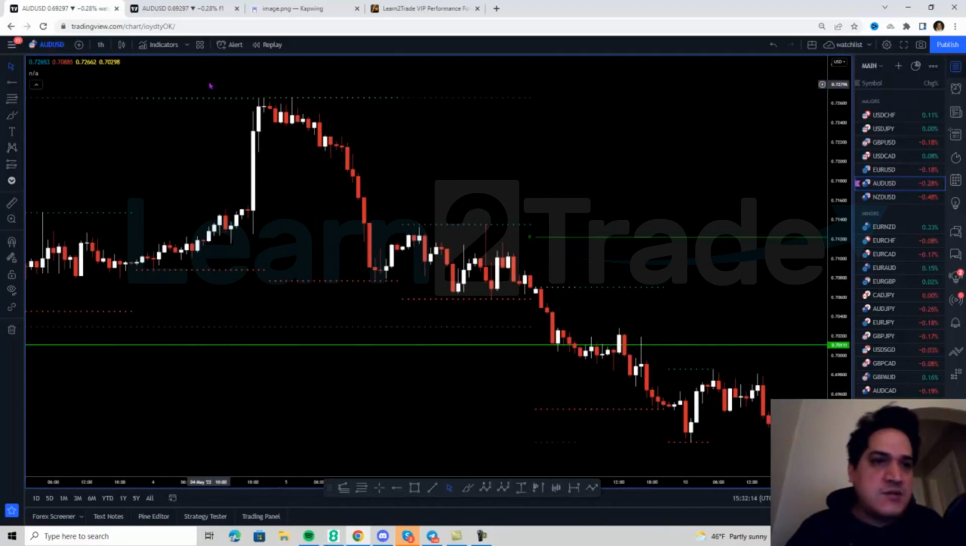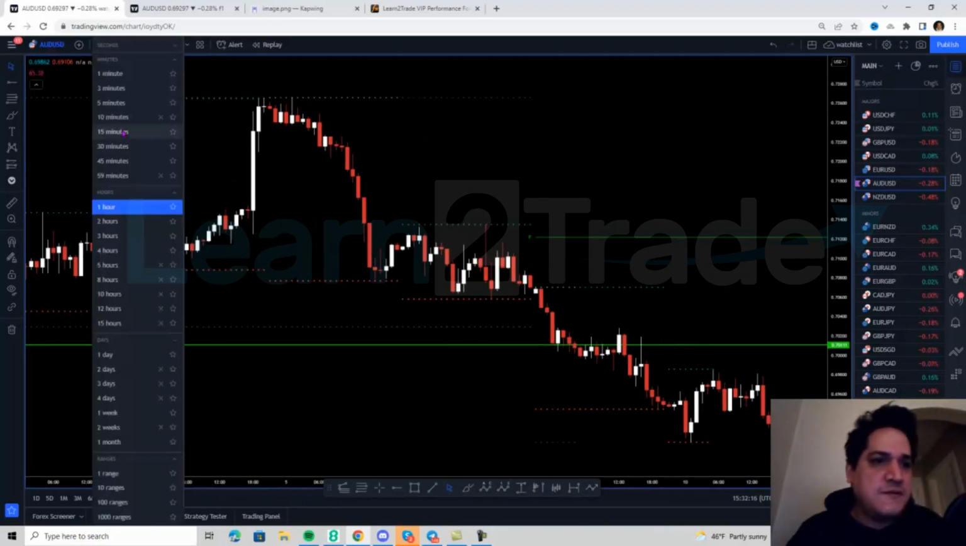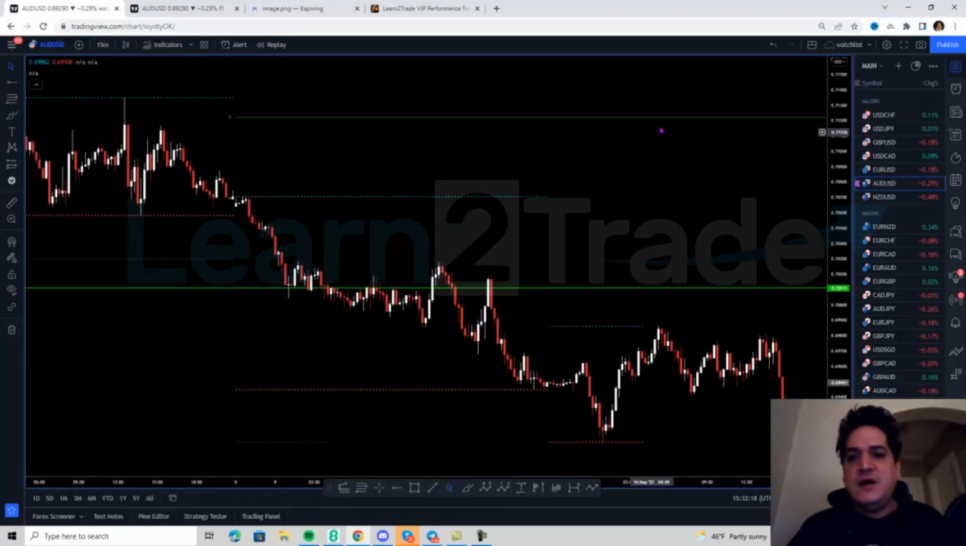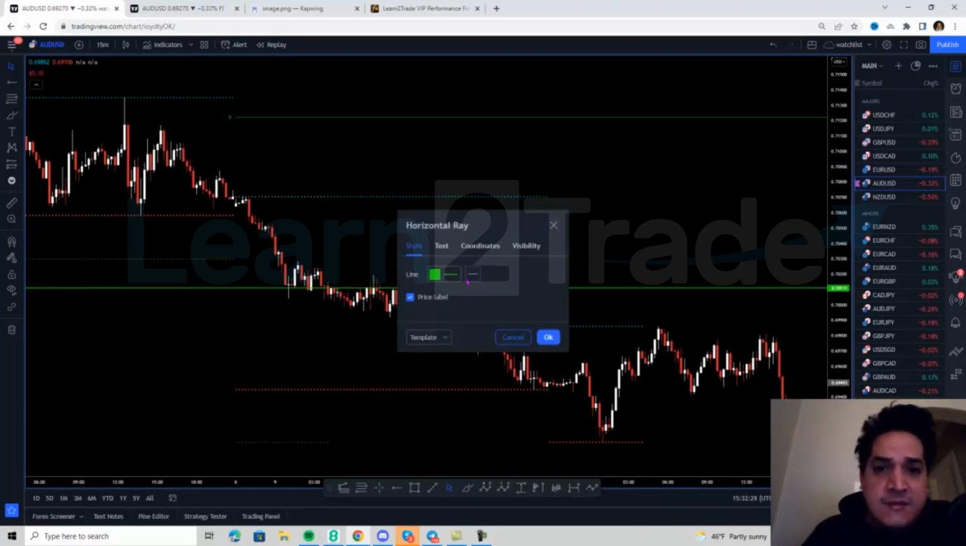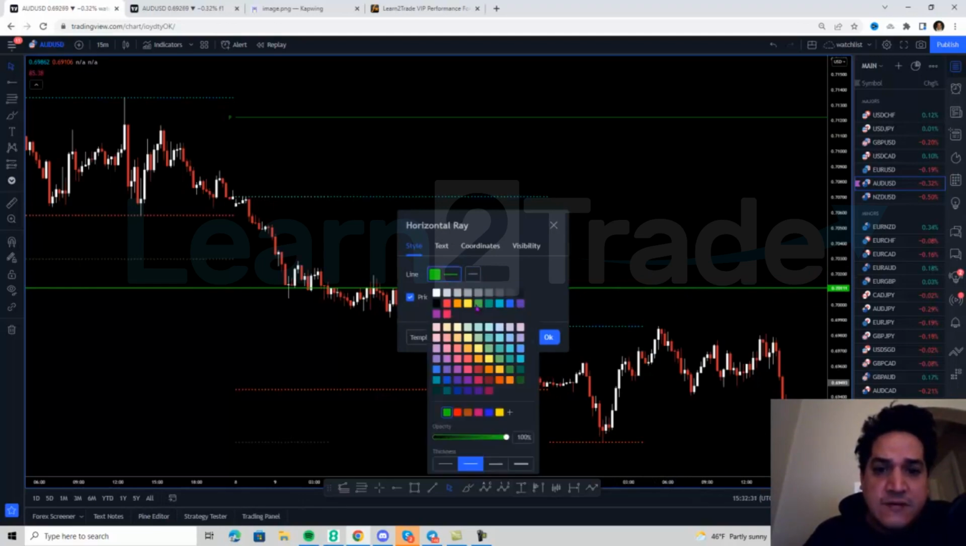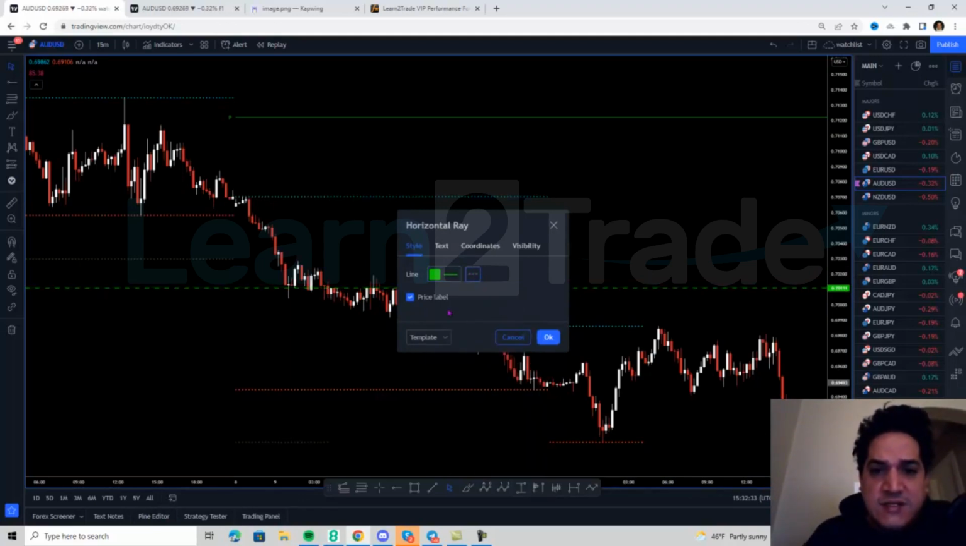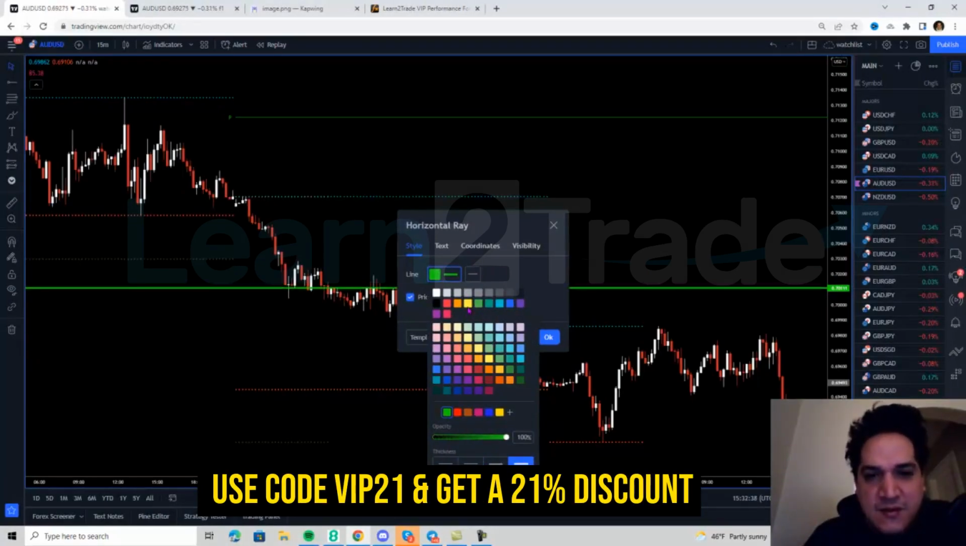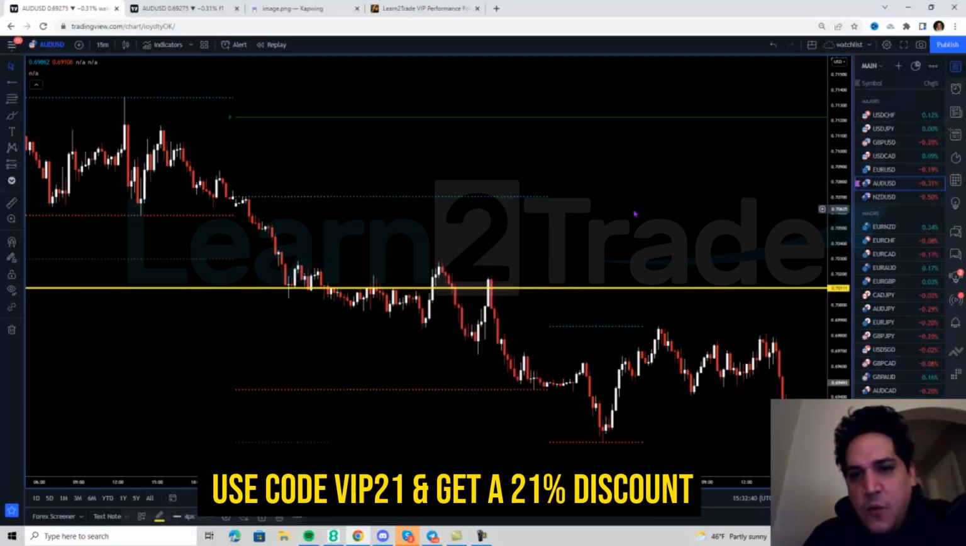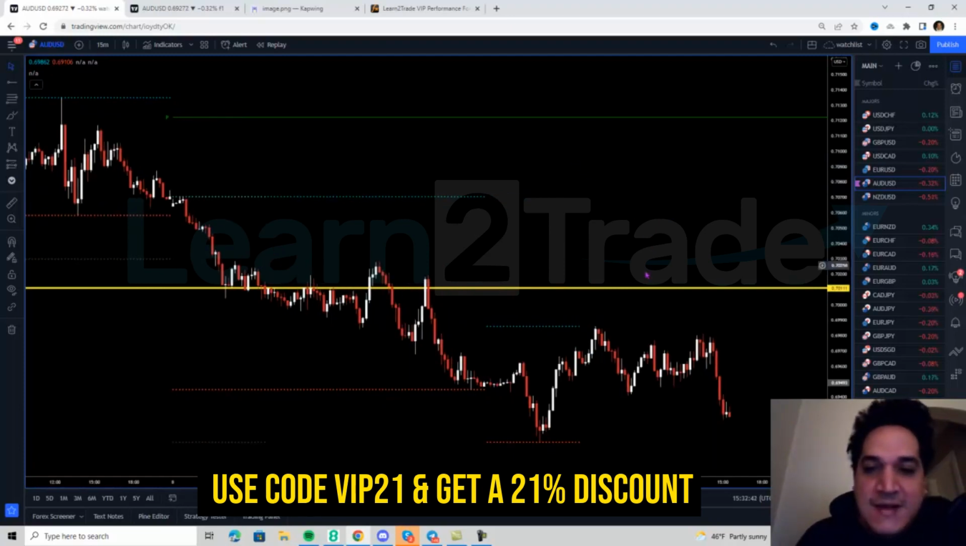Now, this is the 1 hour chart. I'm going to go quickly to the 50-minute chart just to give you a broader idea of what I'm looking at. This is that massive level on the daily, right? The green line. Let me just thicken this line out for you. I'm going to use another color, the yellow color. So this is what I'm looking at, right?